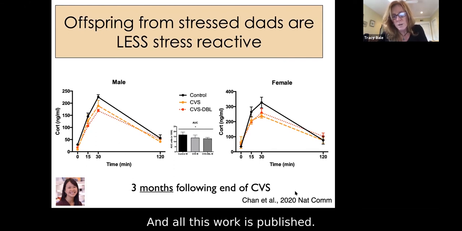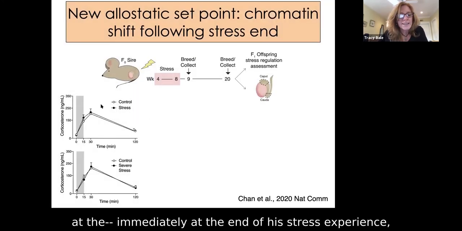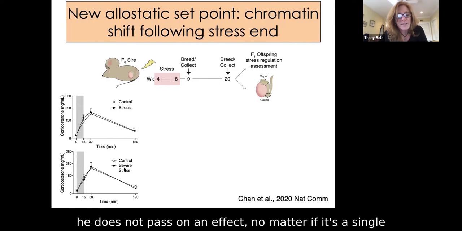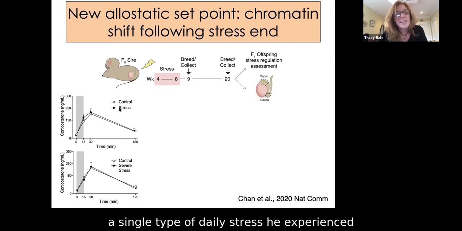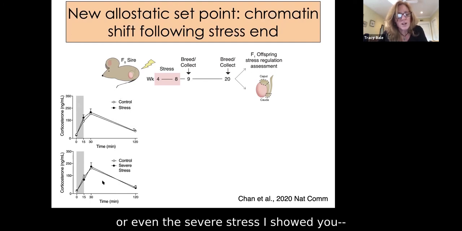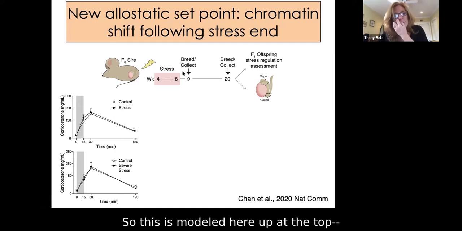And all this work is published. So this is just showing you that if we breed dad immediately at the end of his stress experience, he does not pass on an effect, no matter if it's a single type of daily stress he experienced, or even the severe stress I showed you, the offspring show no difference if dad is bred right at the end. So this is modeled here up at the top.